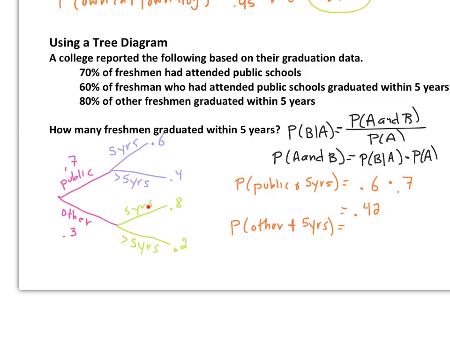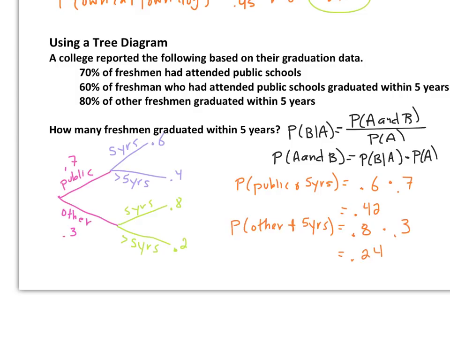Well, the probability they graduated within 5 years there is 0.8. So this first piece is 0.8 times, again, the probability of A. In this case, that is my first piece here. So that's the probability they went to another type of high school, so 0.3. So we'll add our 0.3. We multiply those two together. 0.8 times 0.3 is equal to 0.24.